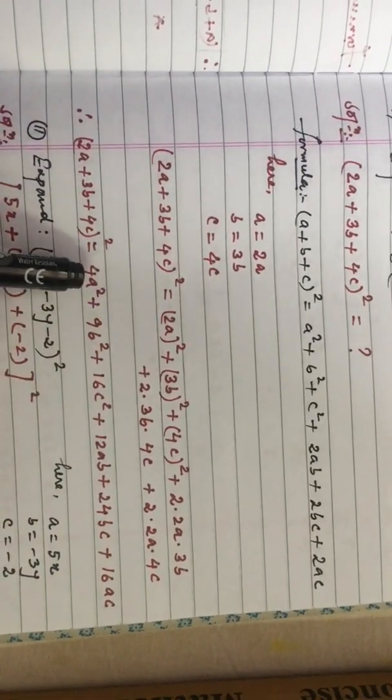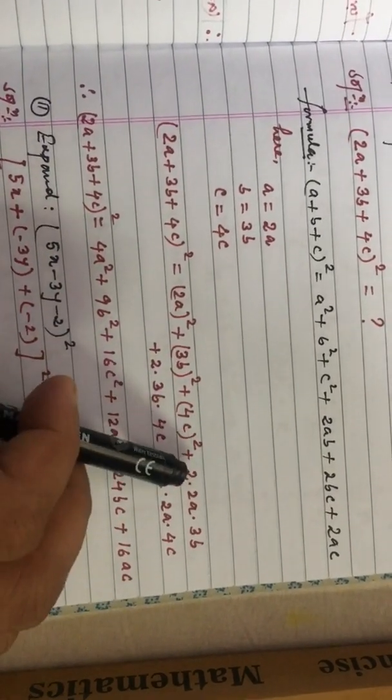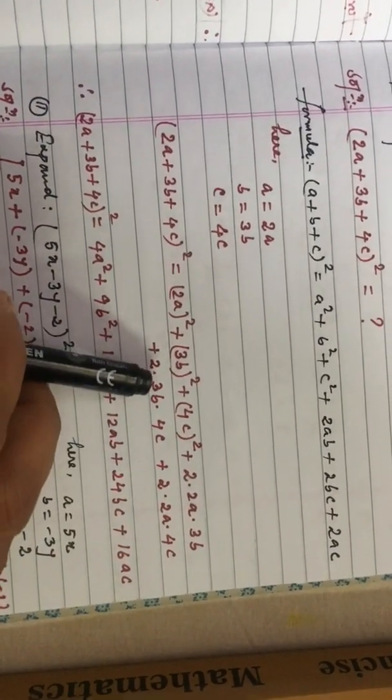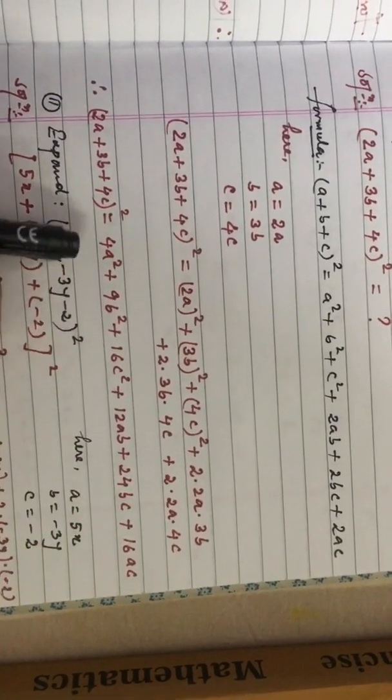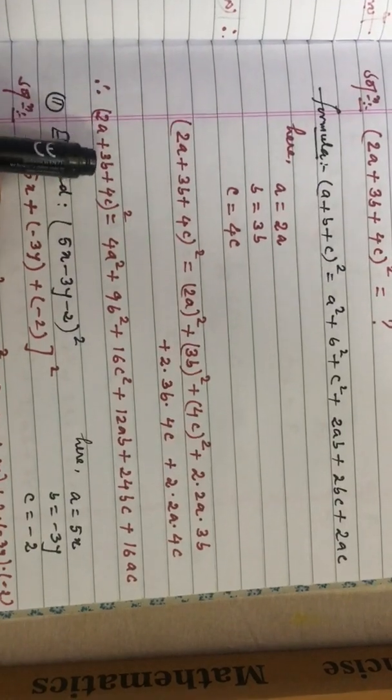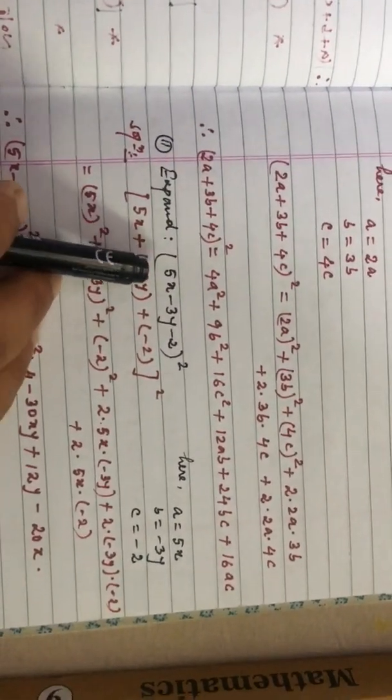The square of 2, 4. The square of 3, 9. The square of 4, 16. 2 2s are 4, 3s are 12. 2 3s are 6, 4s are 24. 2 2s are 4, 4 4s are 16. This is the expansion of 2a plus 3b plus 4c whole square. Now see one more problem.